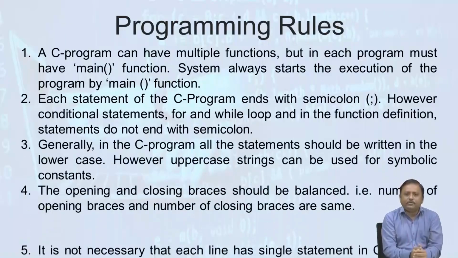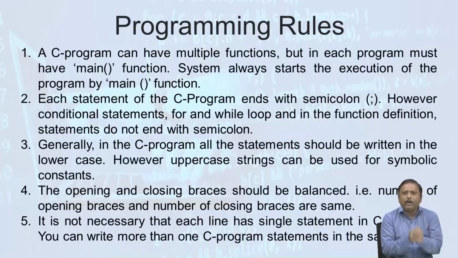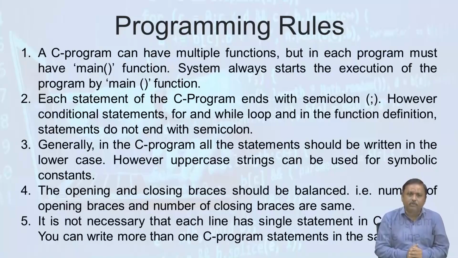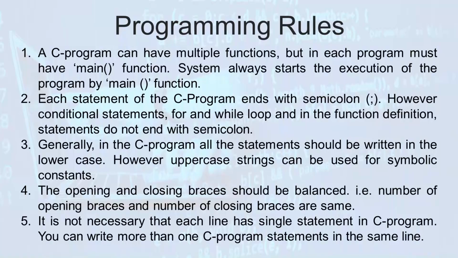Now, let us try to understand the programming rules or points that you have to remember while writing a program. First of all, a C program can have multiple functions, but each program must have a main function. We already discussed that main is compulsory. The system always starts the execution of a program by the main function.